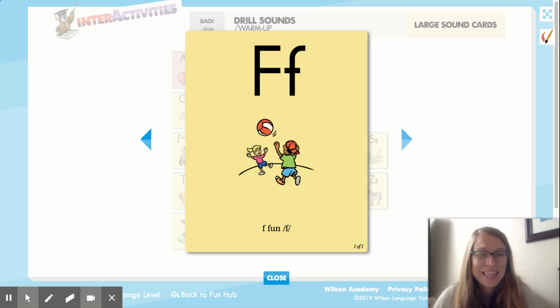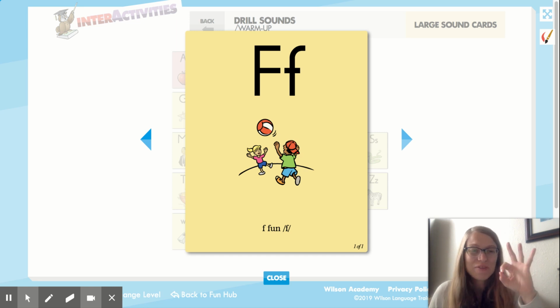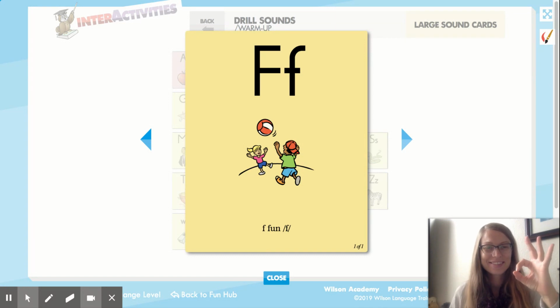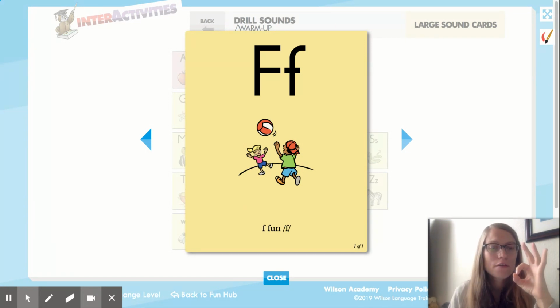Right, boys and girls. This week, we're learning the letter F. Can you make a circle like this? Very good. Now echo this sound for me. Good. Our picture card is F, fun.